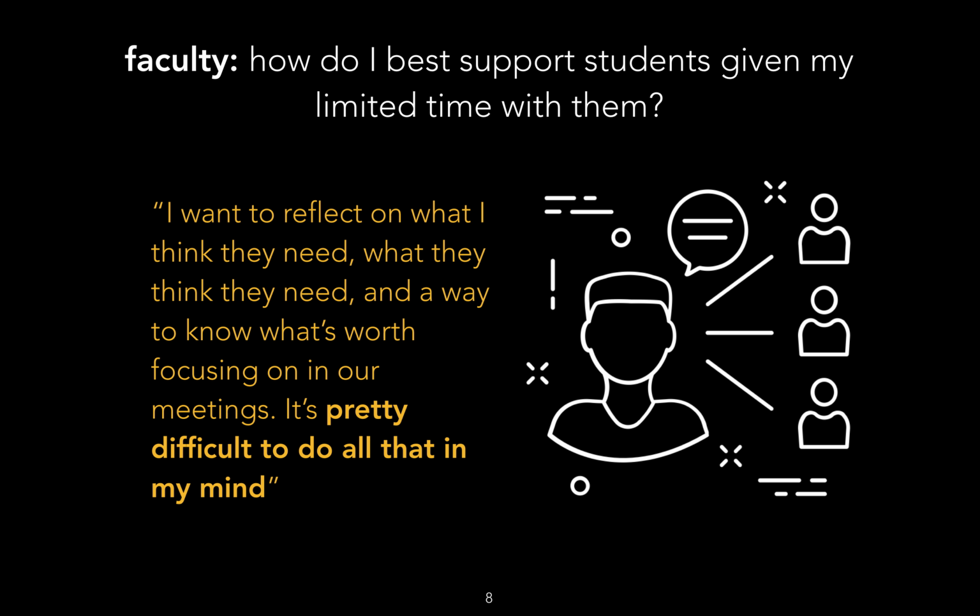So there's a lot that the faculty is also thinking about in terms of how to mentor effectively. For example, this is a quote where a faculty is thinking about what are the things that I need to think about as I'm mentoring. And they say, "I want to reflect on what I think they need, what they think they need, and a way to know what's worth focusing on in our meetings. It's pretty difficult to do all that in my mind." So again, this is very much capturing that there's this burden that the faculty is facing by having to do this work on their own without any orchestration supports.